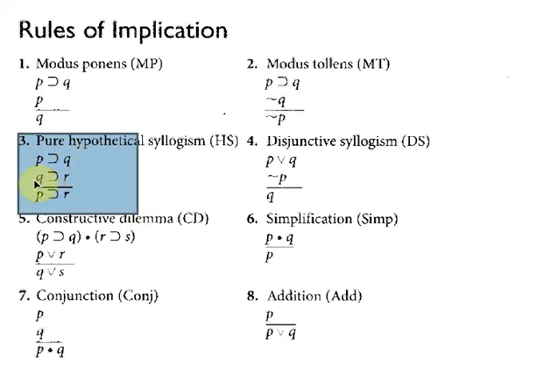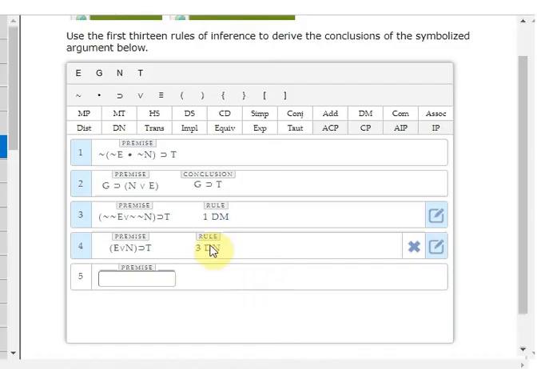There has to be a middle part that connects them, as it were, so that we can get the if P then R. In this case, there has to be a middle part that connects them so that we can get the if G then T. The problem is that that middle part isn't quite the same, right? We have N or E here, and we have E or N here, right? Okay, well, is there a way that those can become the same? Is there a way that N or E or N can become the same?